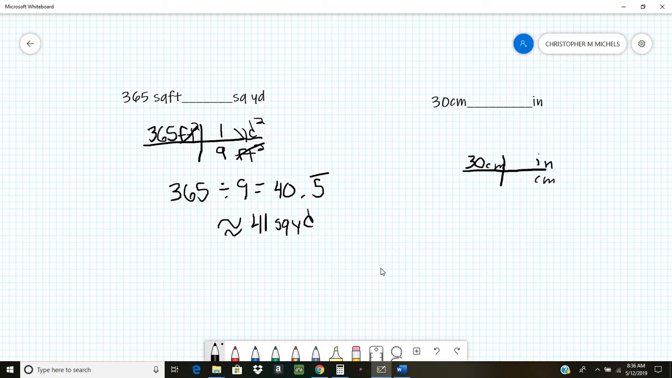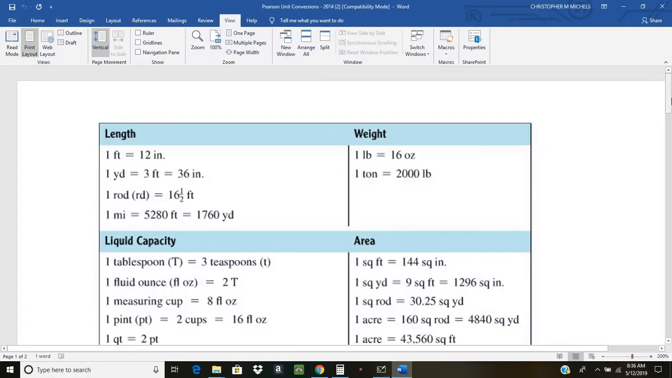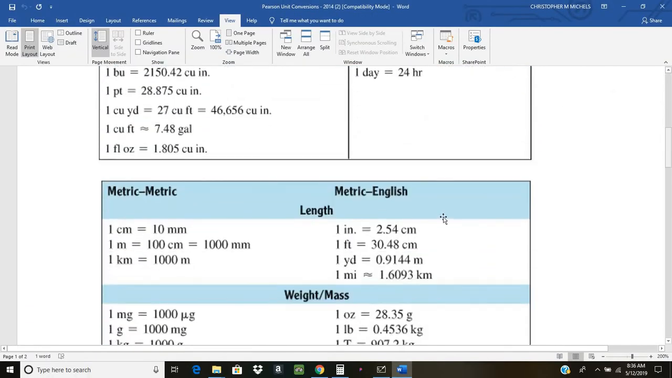The conversion for this one I know off the top of my head, but if you want to know where it is in the chart, you go down here and it's right there. 1 inch is 2.54 centimeters in the metric to English conversions.